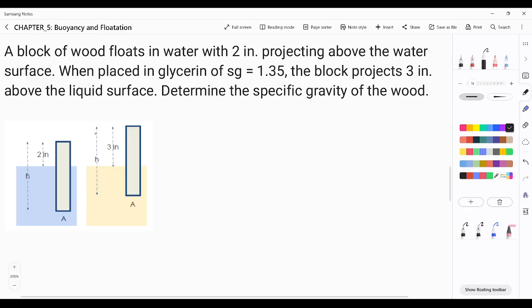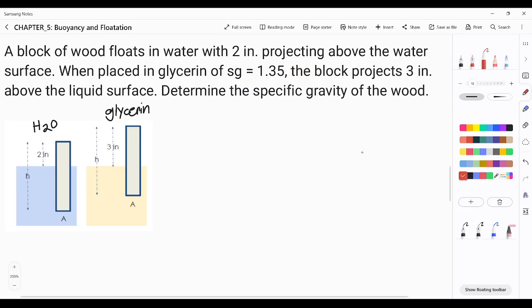Now, binigyan tayo ng dalawang scenario. Yung wood daw, we have a block of wood. Pag nilagay natin siya sa tubig, yung nakaangat na part or the part projecting above the water is 2 inches kapag sa H2O. And kapag naman sa glycerine, let's just call this glycerine. Pag nilagay natin sa glycerine, the projected surface above the glycerine is 3 inches. Now, given that, we are asked to determine the specific gravity of the wood.